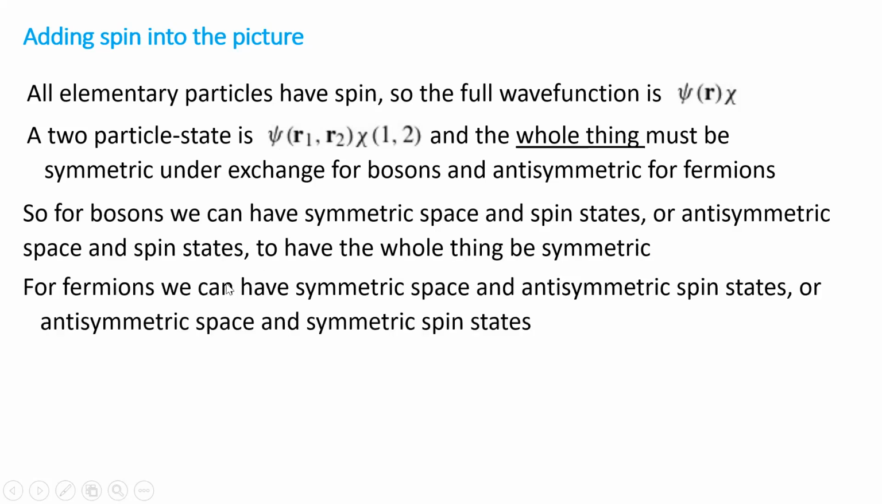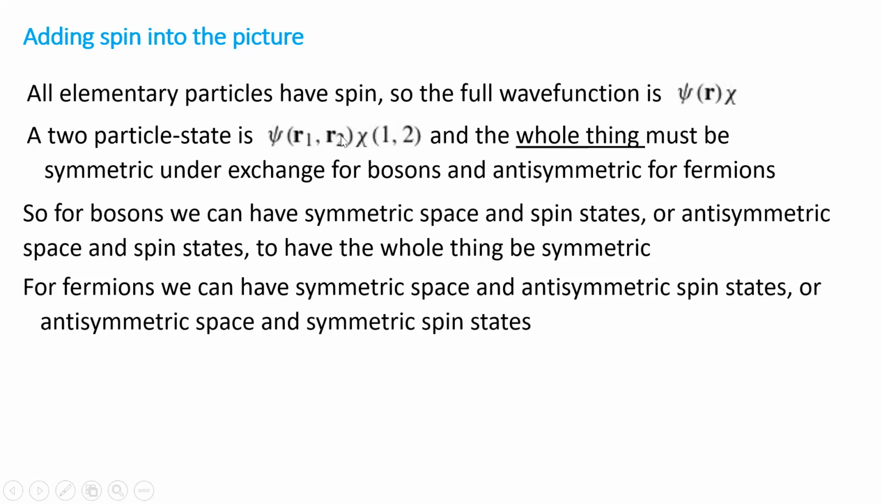For fermions, on the other hand, we need the whole thing to be anti-symmetric. So we can have symmetric space and anti-symmetric spin, because then when we switch the space, there's no sign change. When we switch the spin, there is a sign change. And so the whole thing changes sign, as it must for fermions. Or we can have anti-symmetric space and symmetric spin states.